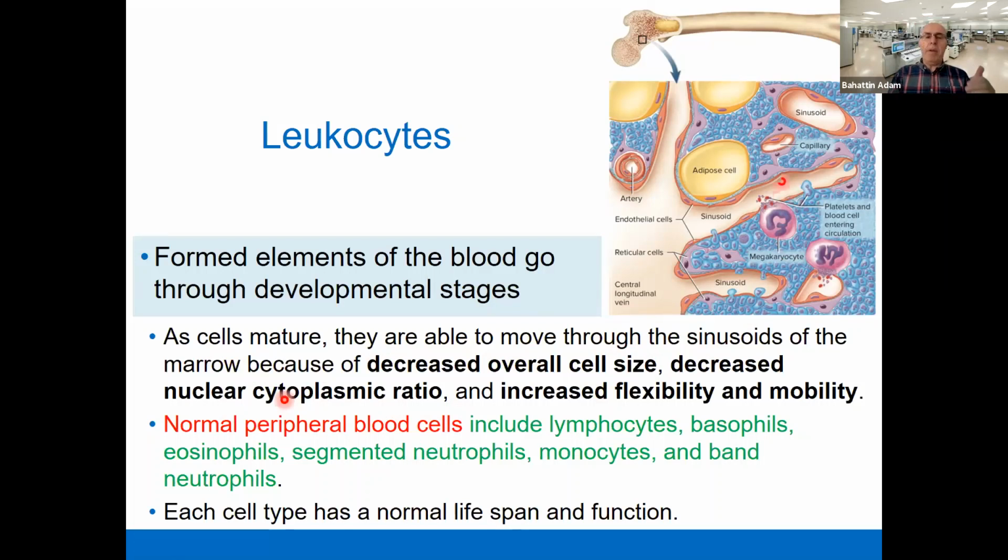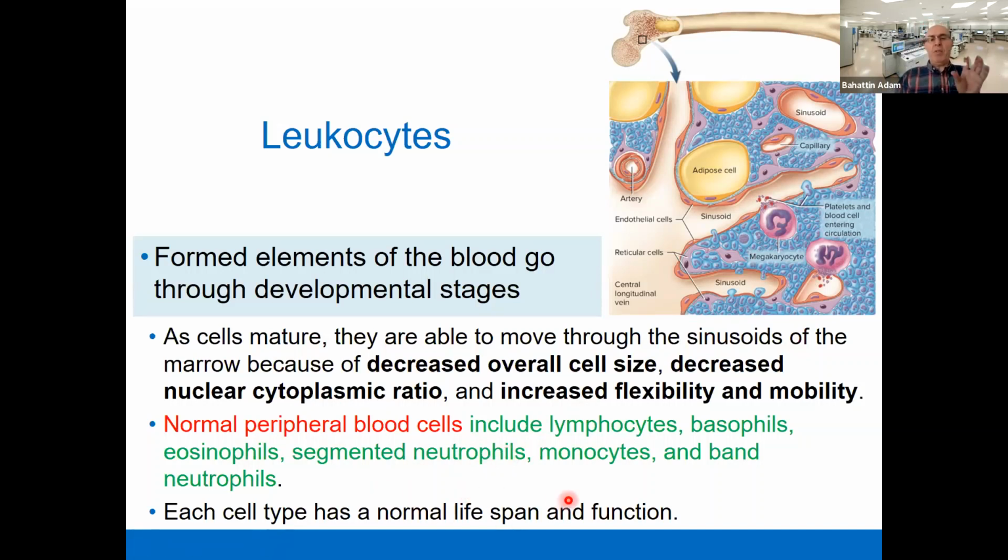As the cells mature, they are able to move through the sinusoid of the bone marrow because of the decrease in overall size and increased flexibility and mobility of the cells. Normal peripheral cells include lymphocytes, basophils, eosinophils, segmented neutrophils, monocytes, and band neutrophils. I'm going to show each of them, step by step.